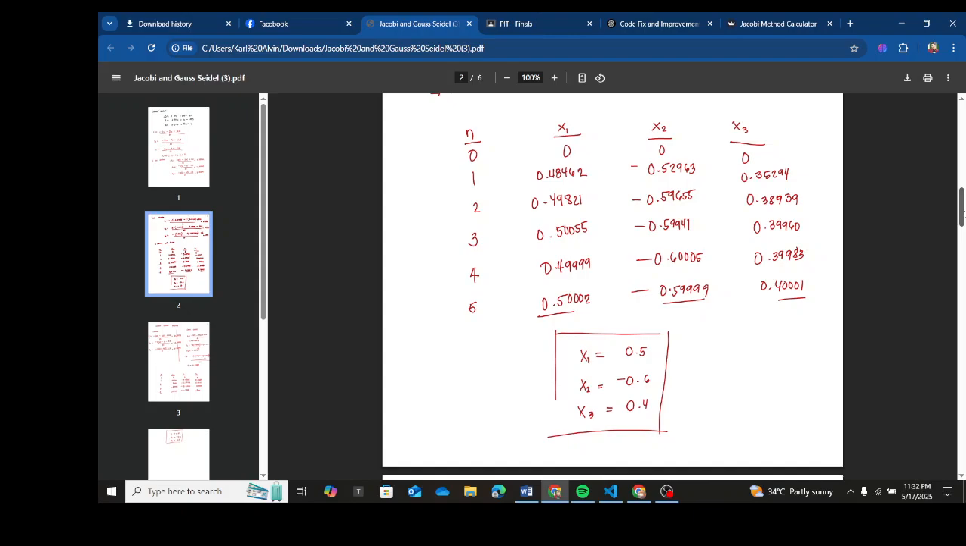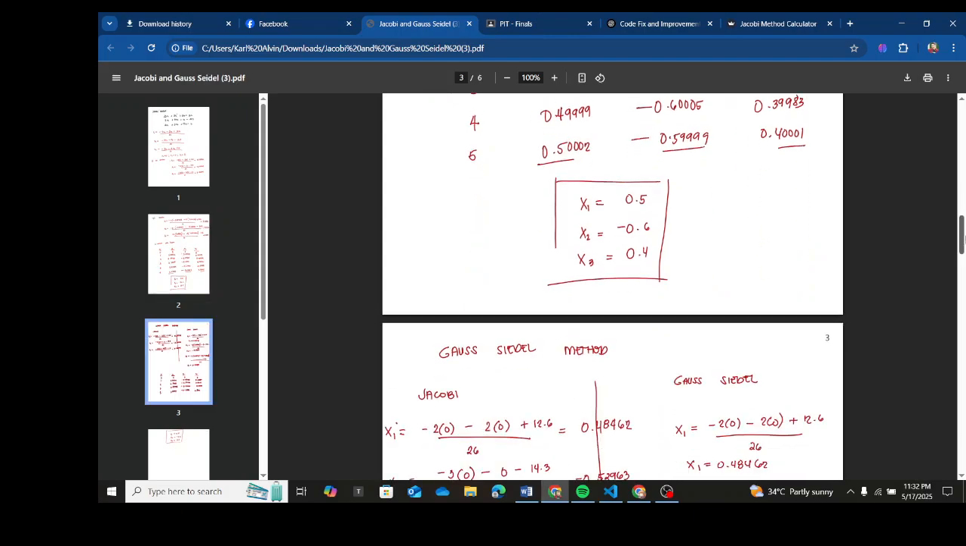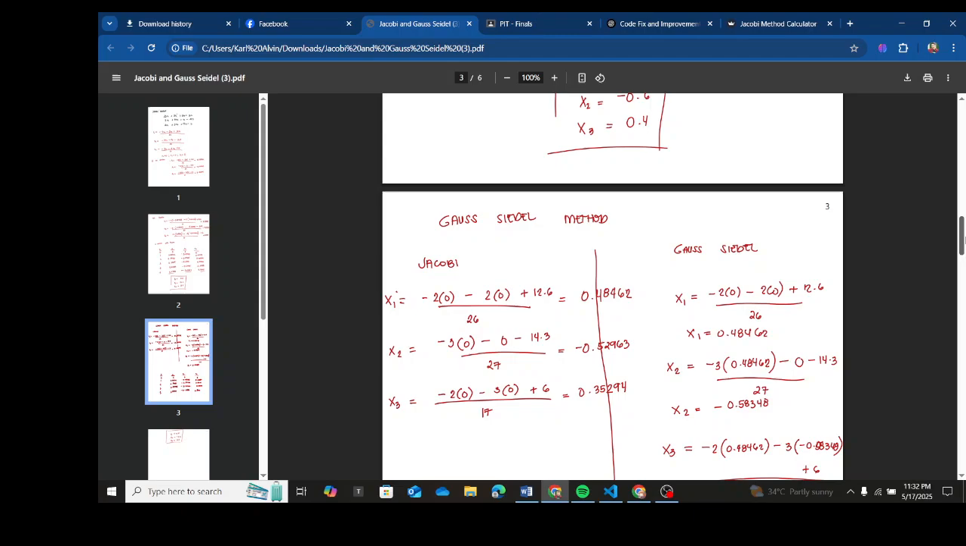So we get x sub 1 equal to 0.5, x sub 2 equal to negative 0.6, and x sub 3 equal to negative 0.4 rather. And this is the Jacobi method, a simple, structured, and computer friendly method.